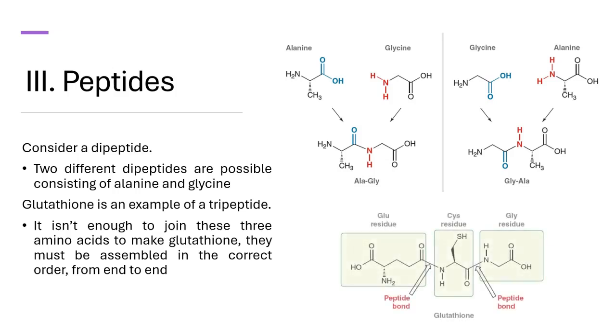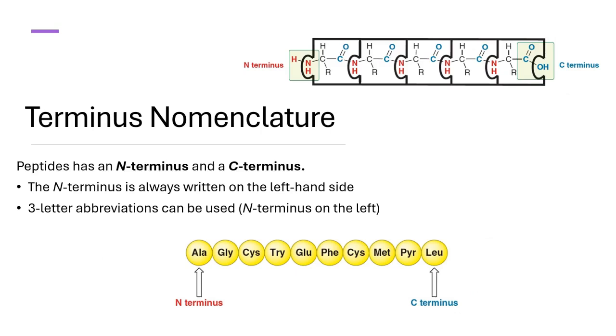Terminus nomenclature. Peptides have an N-terminus and a C-terminus. The N-terminus is where we have the amine. The C-terminus is the carboxylic acid. We always write the N-terminus on the left-hand side, and three-letter abbreviations can be used to indicate the sequence of amino acids from N-terminus to C-terminus.